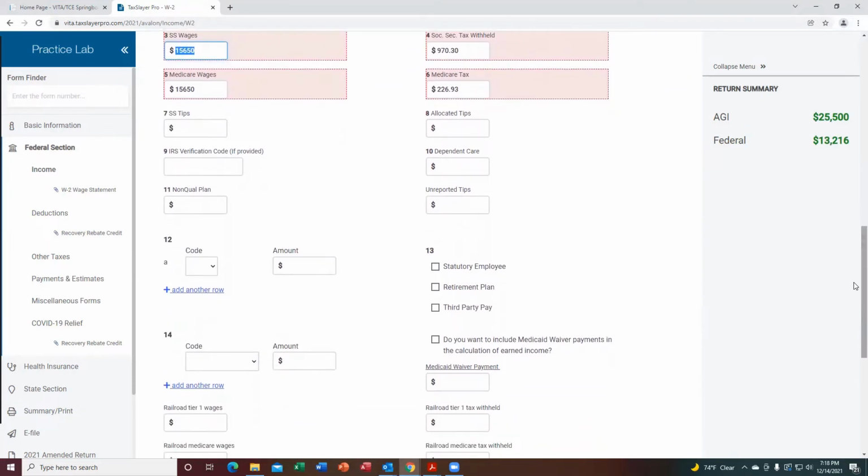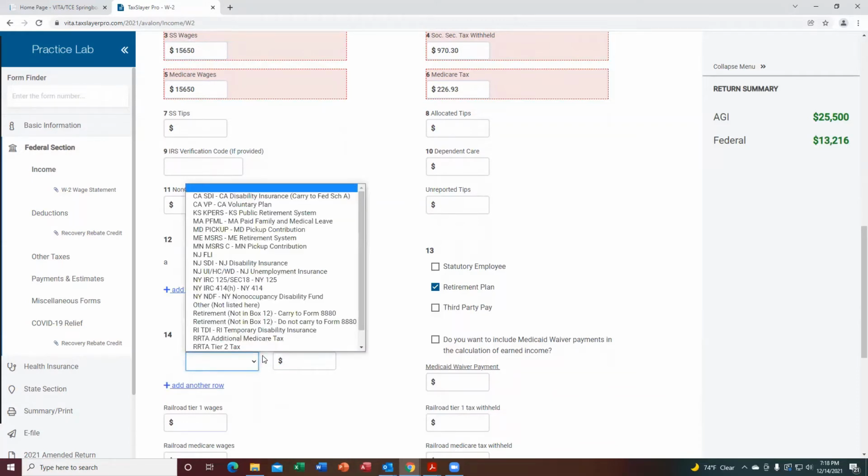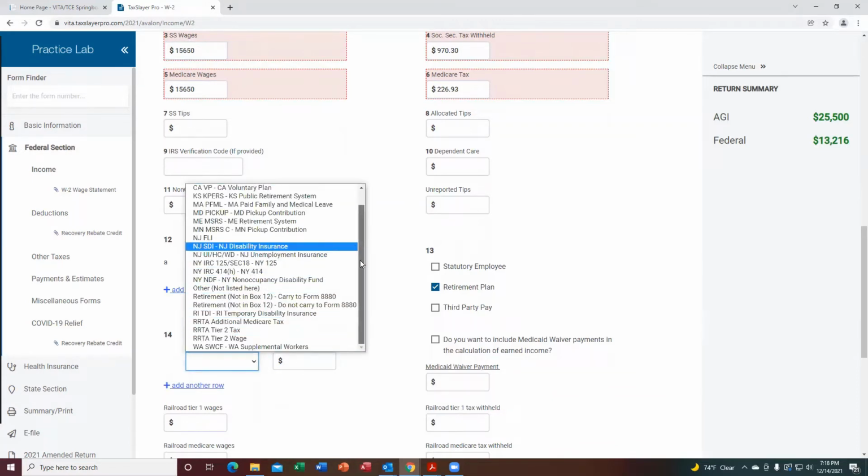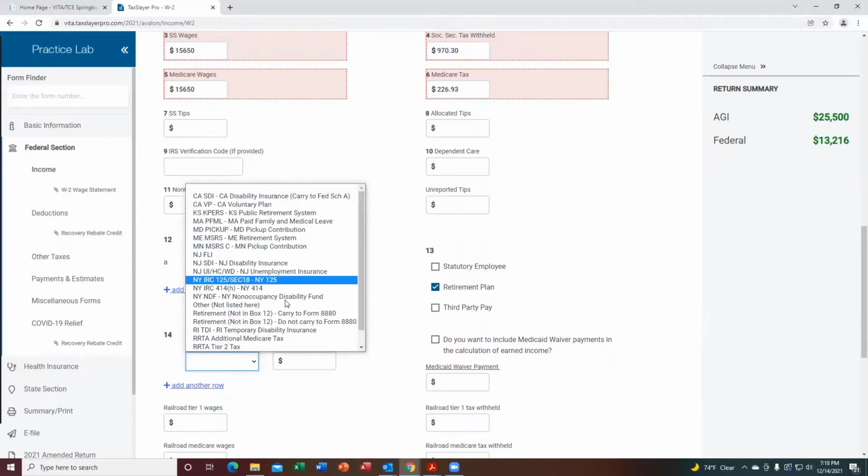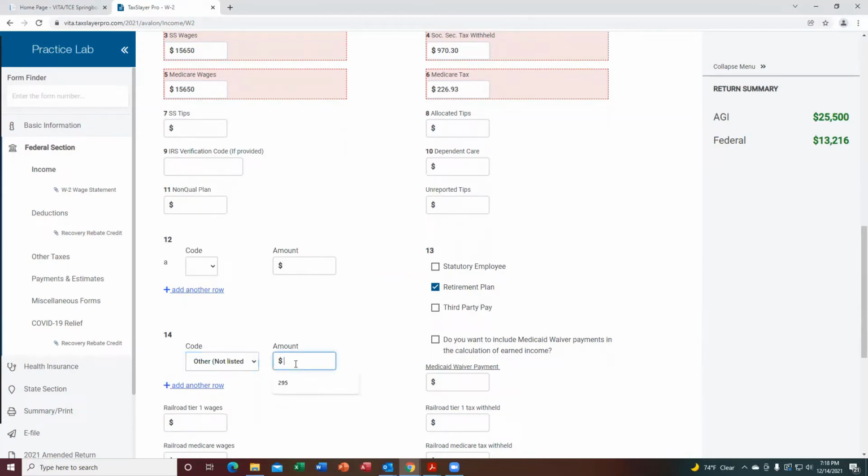So if you notice, this one does not have anything on box 12, but does have box 13. And under other for box 14, it says union. So if we don't have anything specifically that says union, then it goes under other, and the amount.